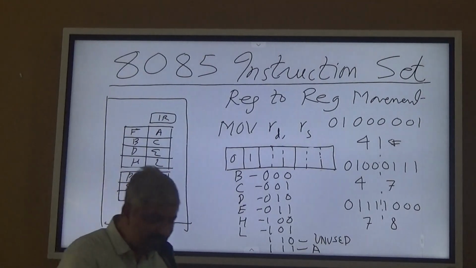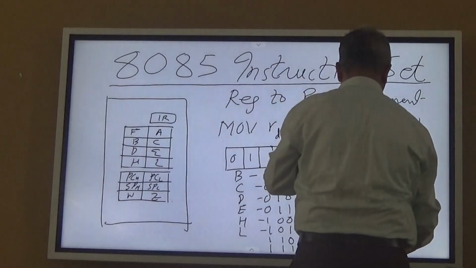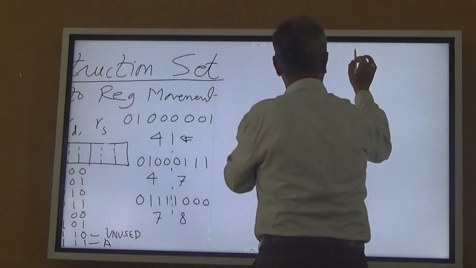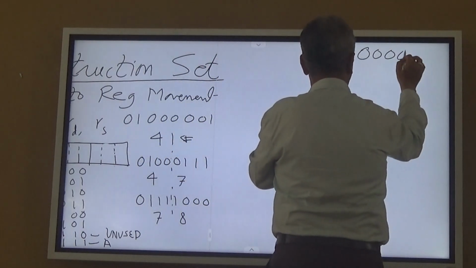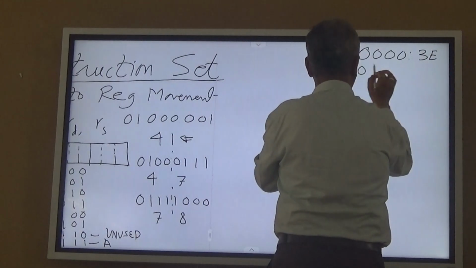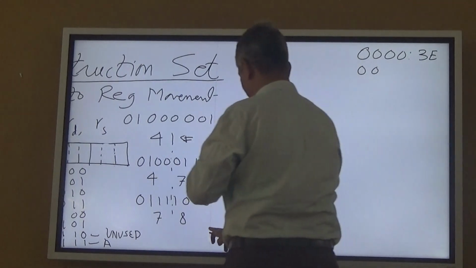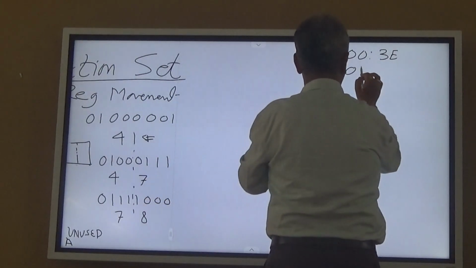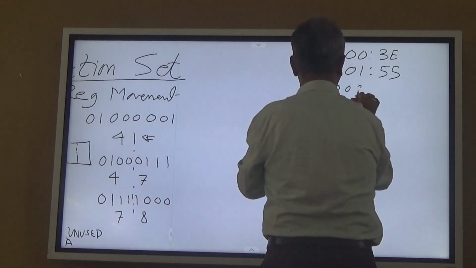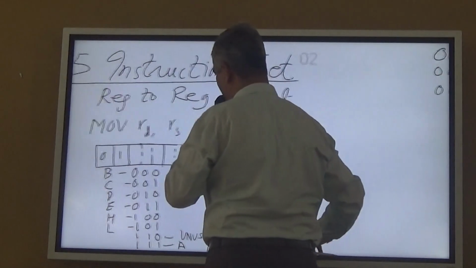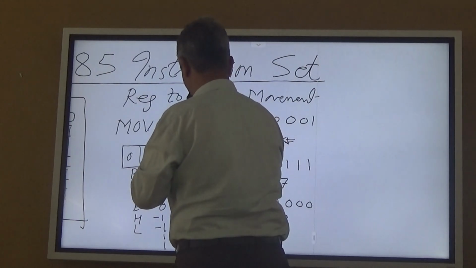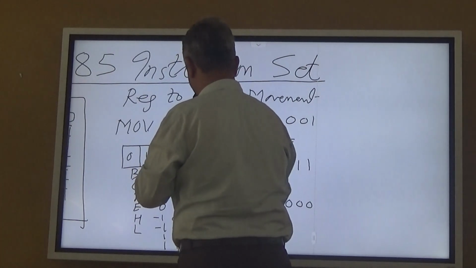Then I will write a sequence and you tell me how it will work. At 0, 0, 0, 0 there is 3E. At 0, 0, 0, 1 there is 55. At 0, 0, 0, 2 I want to have move B comma A. B means 0, 0, 0, 0, 0, 0. This is 1, 1, 1.